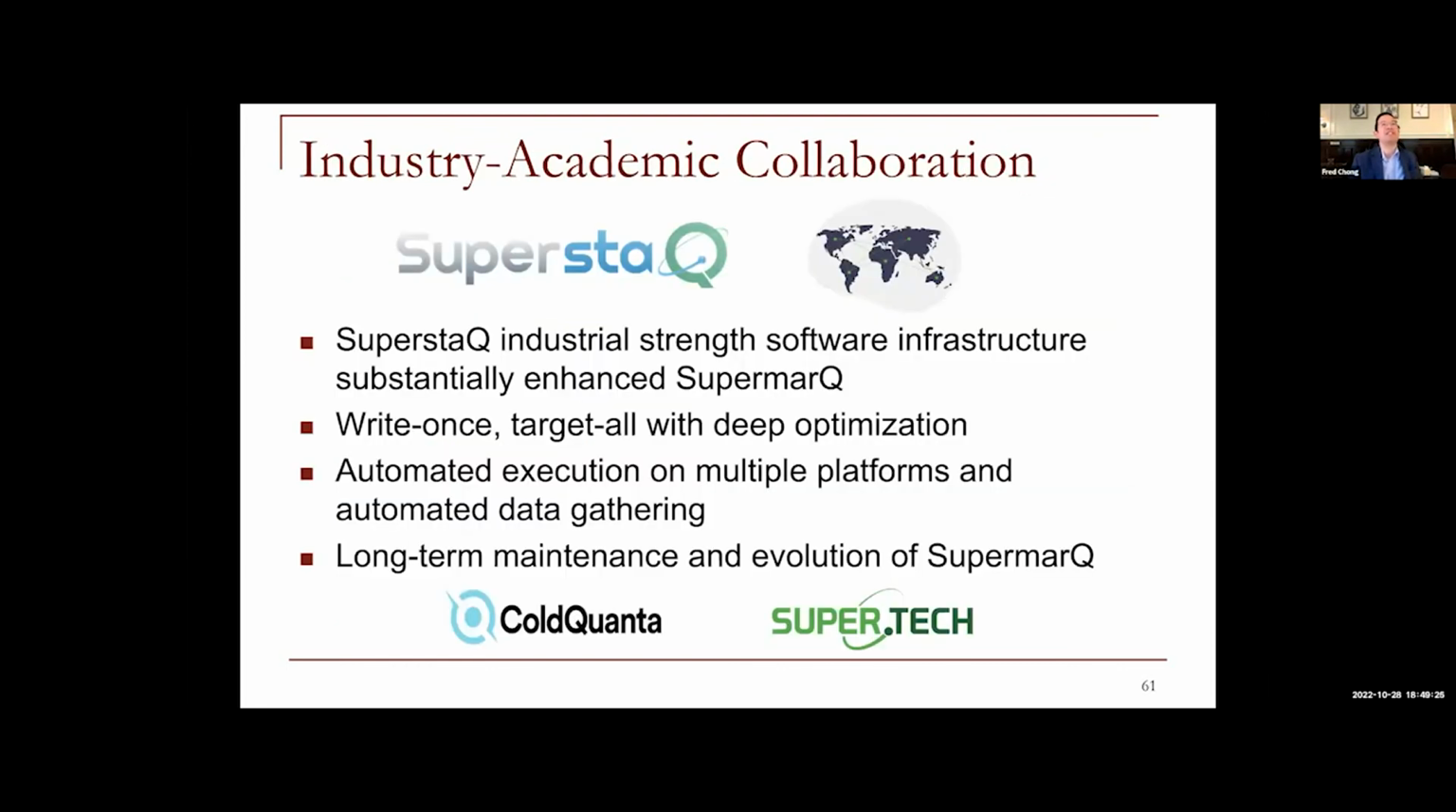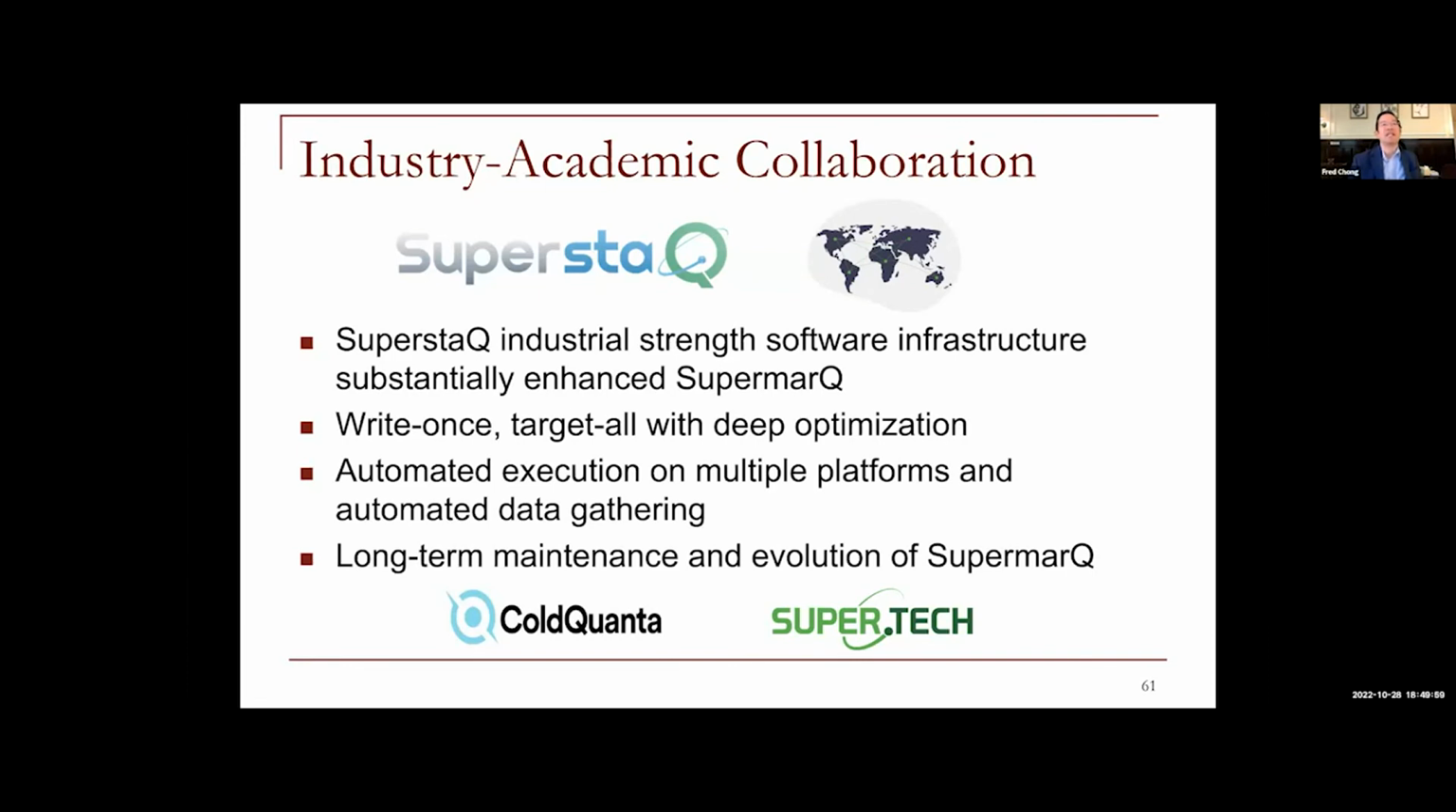I just want to say a few words that EPIC and Supertech, now called Quanta, did this work in collaboration. And I think that this is a really interesting model for how academia and industry can collaborate. In particular, the Supermark data that we gathered was much higher quality and had many more data points than we would have gotten if we just did this in our academic effort.